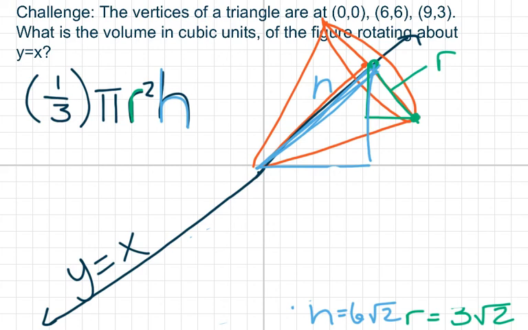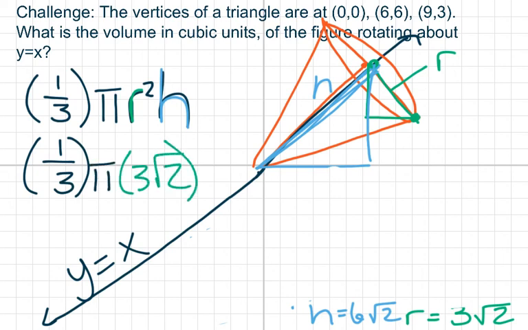So now we actually have all the information we need, and we just plug it in. So this is 1/3 pi. My R we found was 3 square root of 2. I'm going to square all of that. Notice I put it in parentheses. And then my H was 6 square root of 2, and I'm going to put all of that in parentheses. So you go ahead and try it and see what you get.